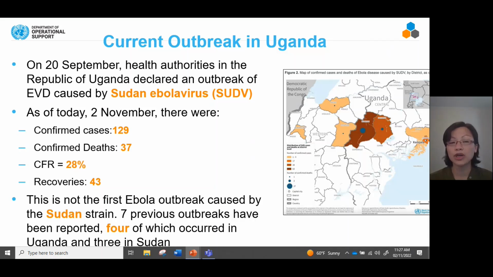In terms of the current outbreak in Uganda, on 20th September, health authorities declared this outbreak caused by the Sudan strain. And as of today, which is 2nd of November, at the time of this presentation, there were 129 cases, 37 deaths, which translates to a case fatality rate of 28%. And this is not the first time that the Sudan strain has caused an outbreak. Previously, we have had 7 previous outbreaks reported already, 4 of which occurred in Uganda and 3 in Sudan.